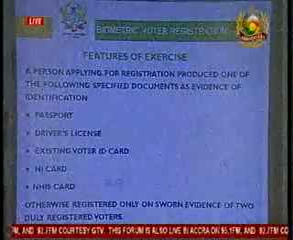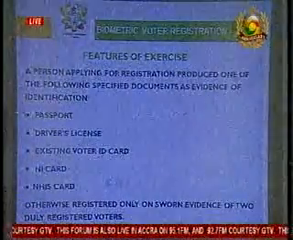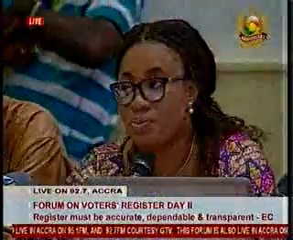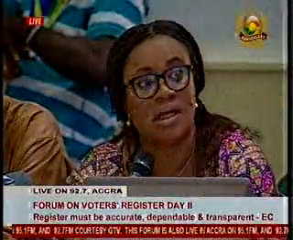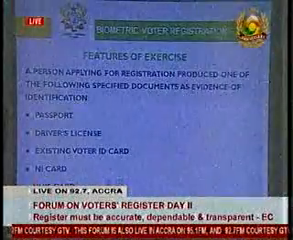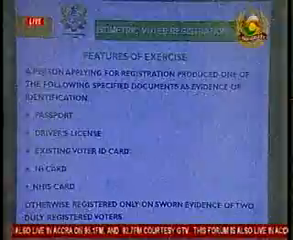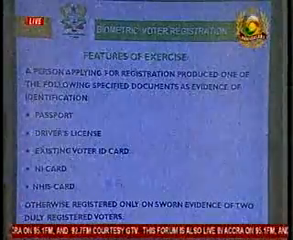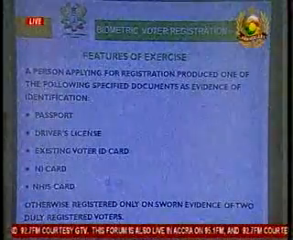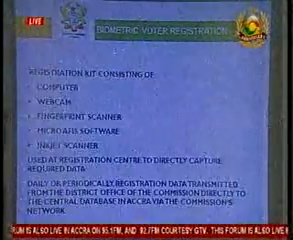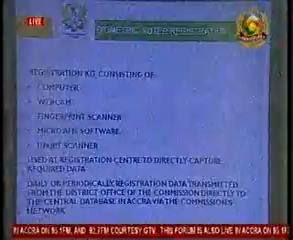In terms of the actual exercise, it was required under the law that anyone applying for registration needed to produce either a passport, a driver's license, an existing voter ID card, a national identity card, or a national health insurance card. Otherwise, if you didn't have any of these, you required the sworn evidence of two people who were already on the register. There was a registration kit.